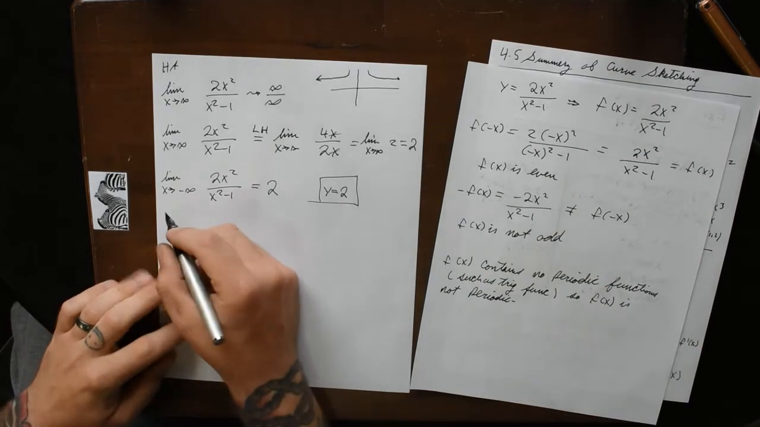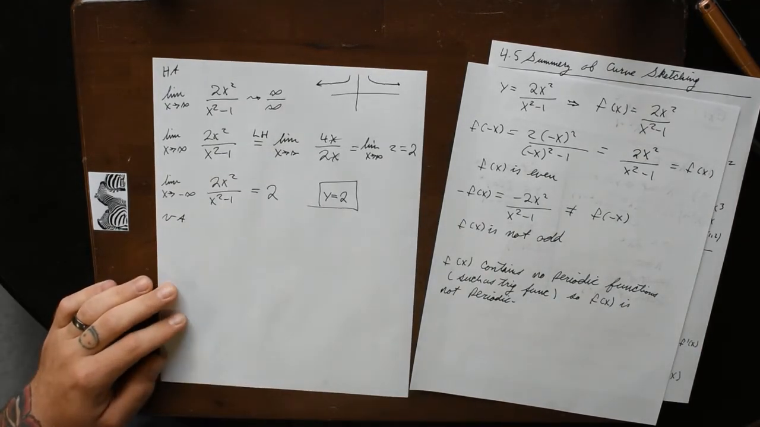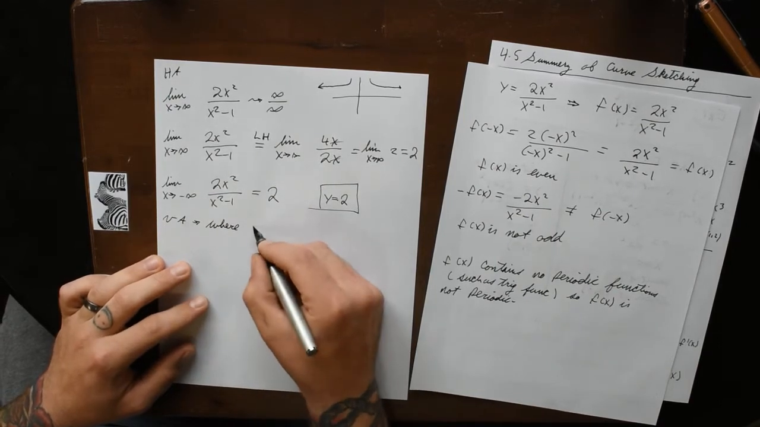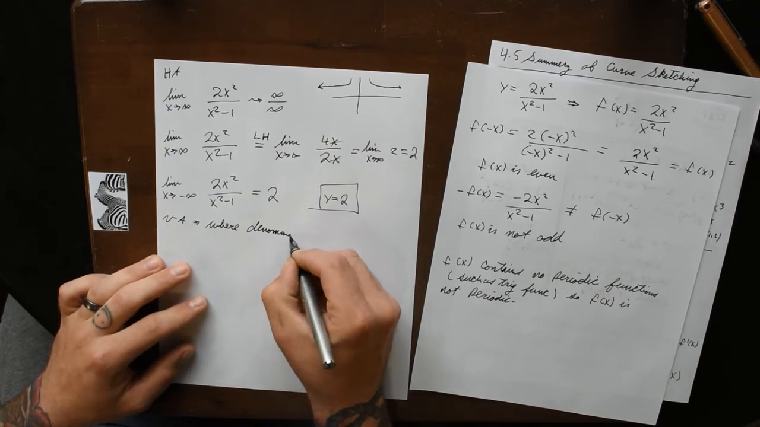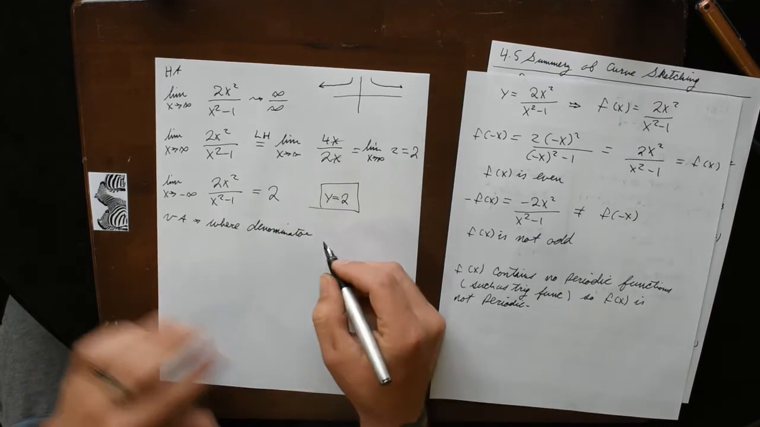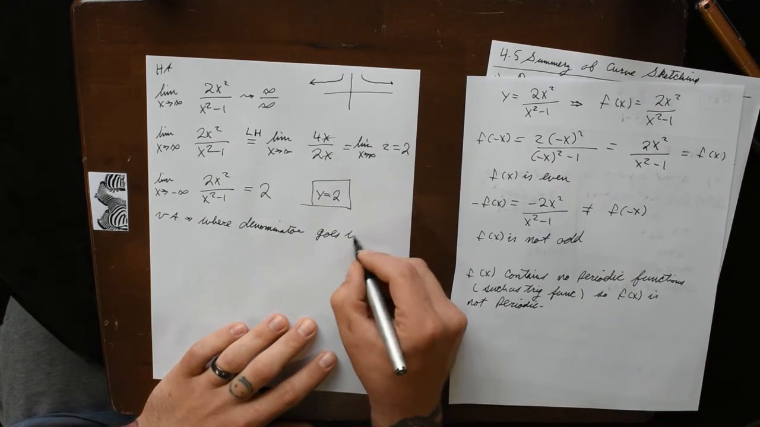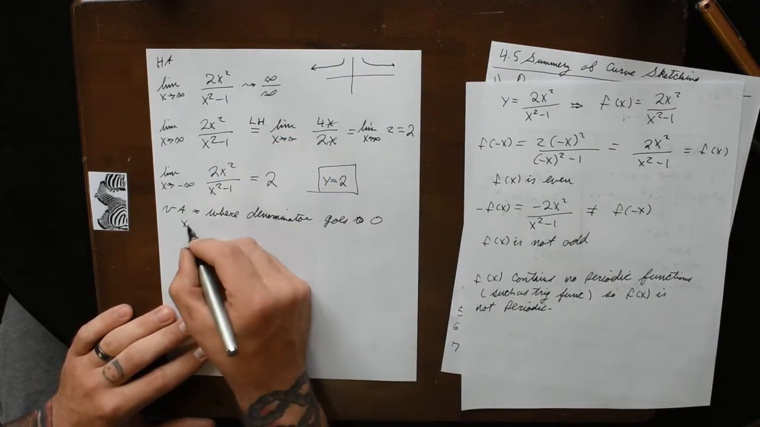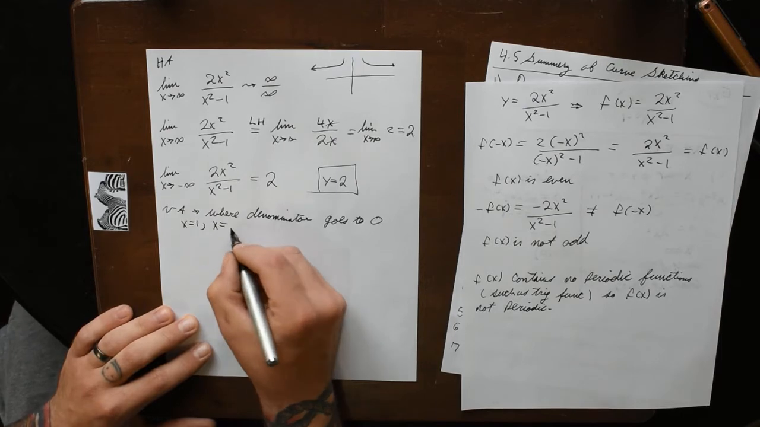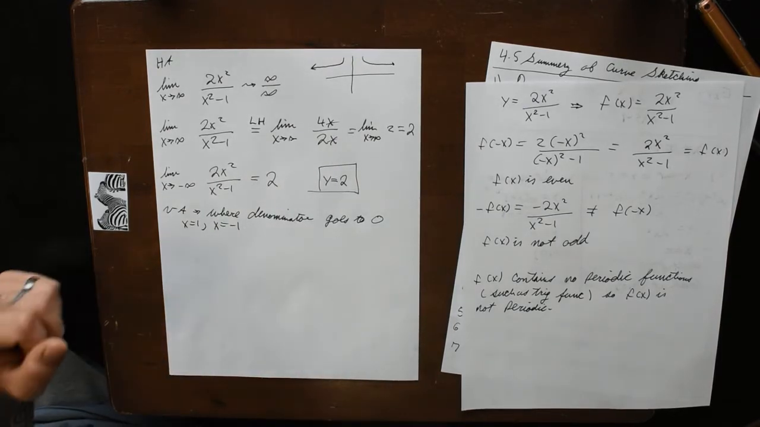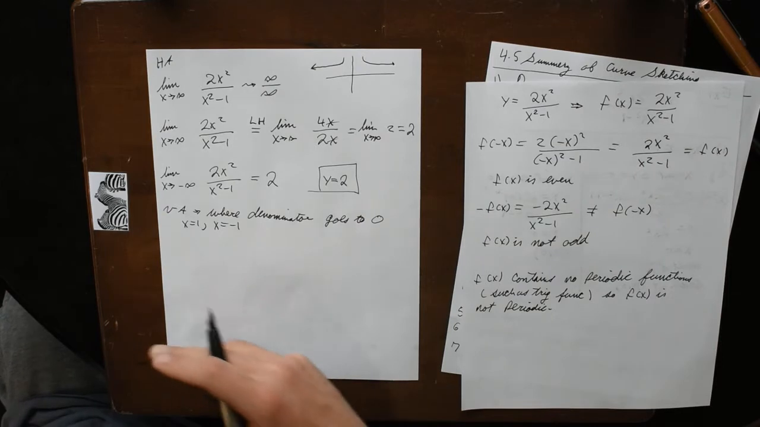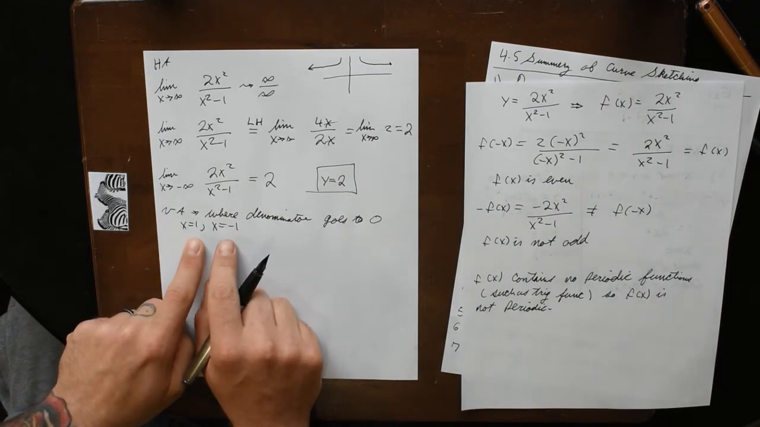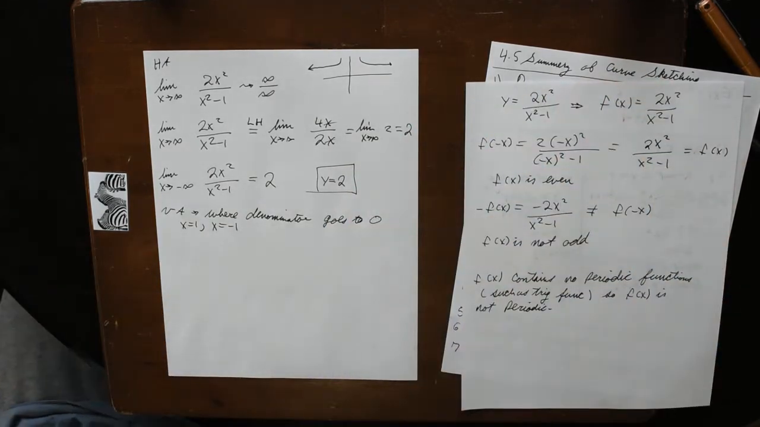And now we need our vertical asymptotes. Well, we know we have a vertical asymptote where the denominator goes to 0. And so we know that that happens when x is equal to 1 or x is equal to negative 1. The thing is, we want to figure out if the function tends towards positive infinity or negative infinity. These limits might not exist. They could go in opposite directions.